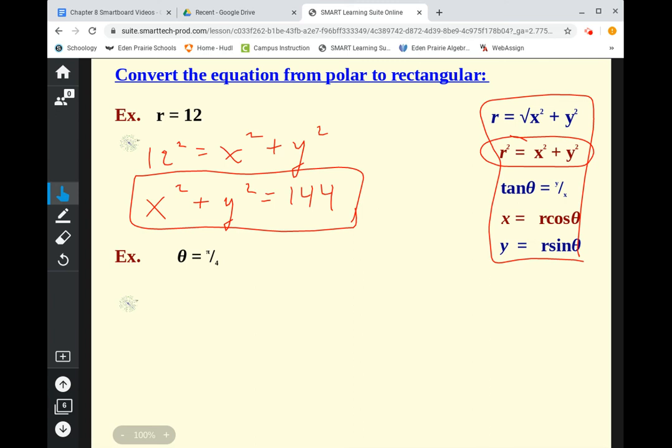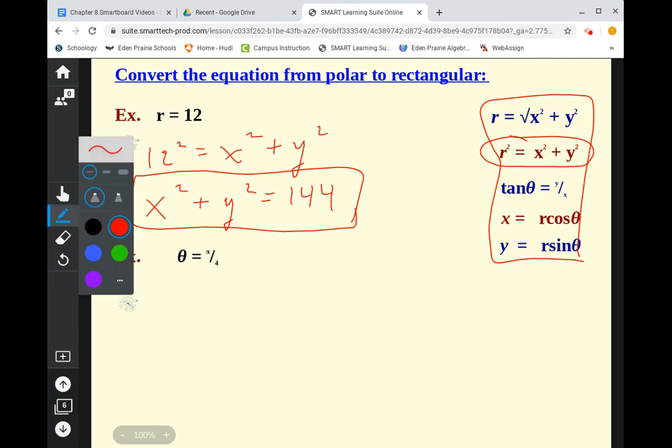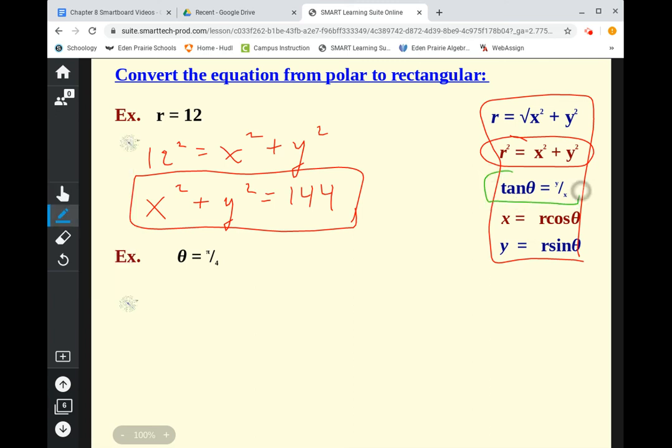Second example, theta equals pi over 4. Well, if we look at that, we can use the tangent of theta. Tangent of theta equals y over x. Well, if the tangent of theta equals y over x, we already know that theta is pi over 4 from this example. So tangent of pi over 4 equals y over x. Again, I'm just using this. They gave me theta to be pi over 4. Well, what is the tangent of pi over 4 is the question.